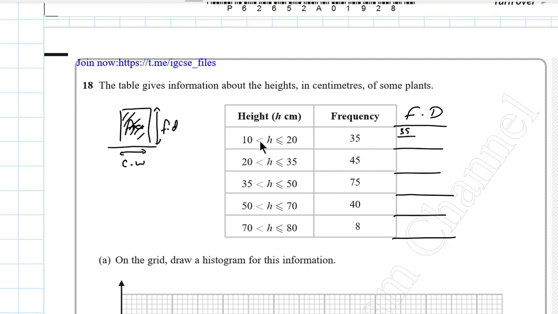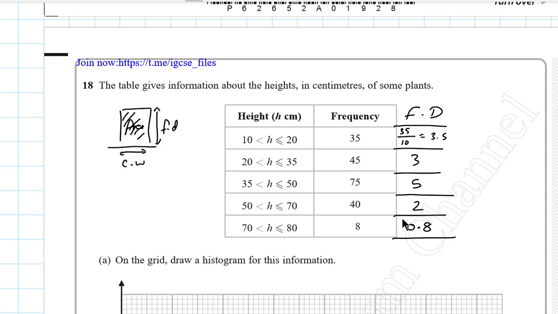So 35 divided by the class width from 10 to 20, just 10, will be 3.5, and then 45 divided by 15, we have 3. 75 divided by 15, we have 5. And then 40 divided by 20, we have 2. Finally, 8 divided by just 10, 0.8.